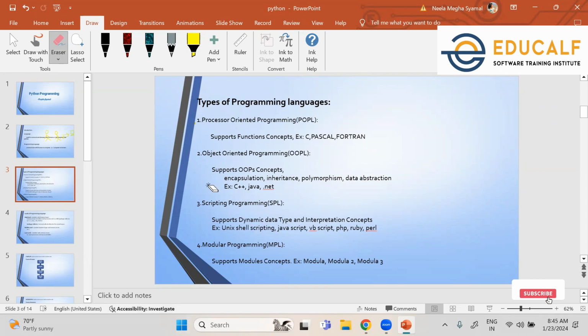And when coming to the modular part, in modular programming you have the concept of modules. Modules are basically packages which consist of multiple groups of functions within them. A module is nothing but a group of functions related to that particular thing. Suppose mathematics is a module in Python, the math module. In that you have all the functions that are related to mathematics. These are the different types of programming languages: processor-oriented, object-oriented, scripting, and modular programming.